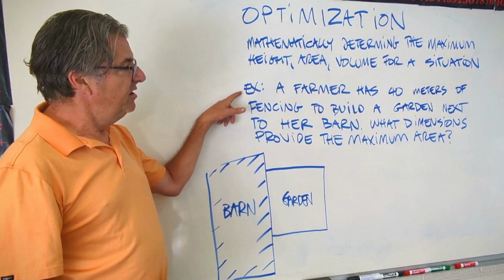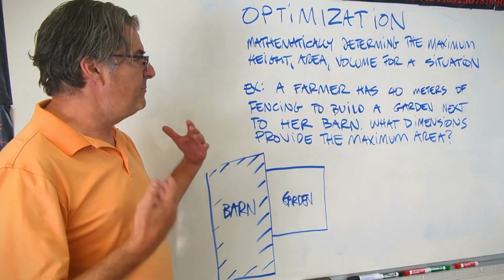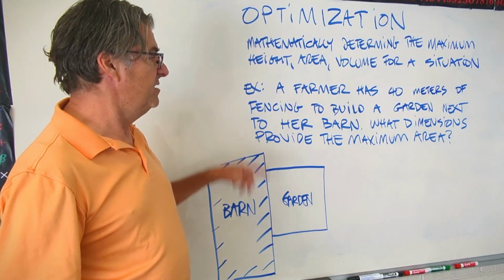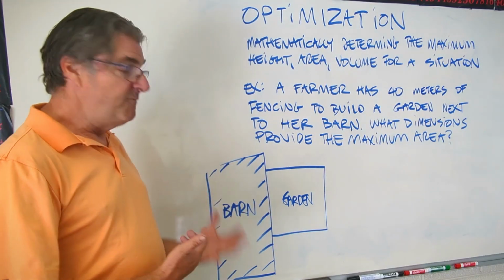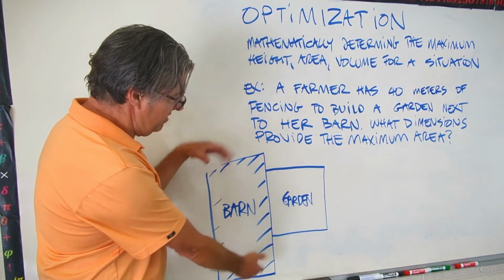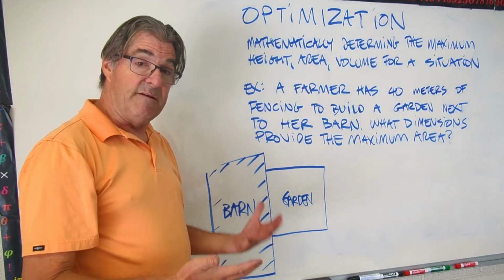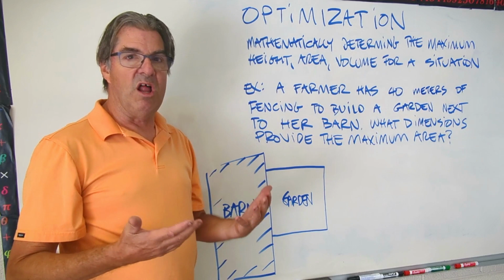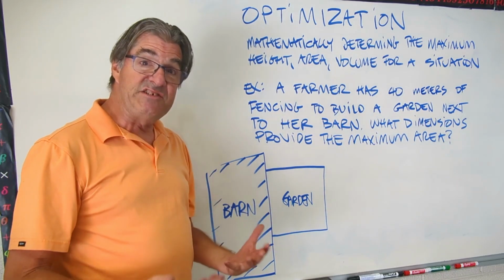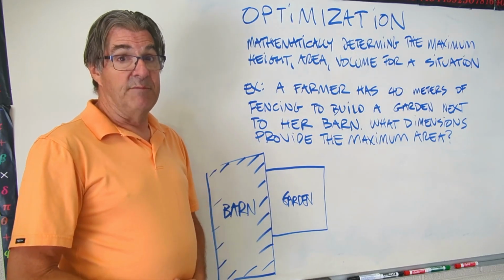We have a farmer who has 40 meters of fencing. That's all they've got. And they want to build a garden that's next to a barn. What dimensions provide the maximum area? So I've made a diagram here. Here's the barn, and she's building a garden out from the barn, and she's a smart farmer. She wants to use the side of the barn as one wall of her garden and save on fencing and get more area to plant the vegetables that she's planning on planting.